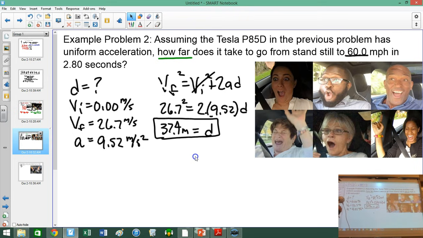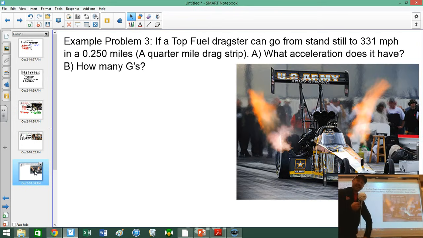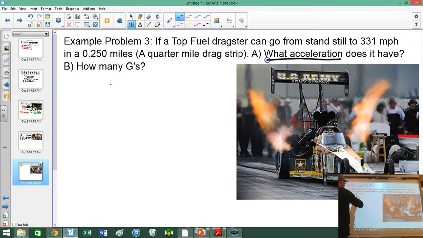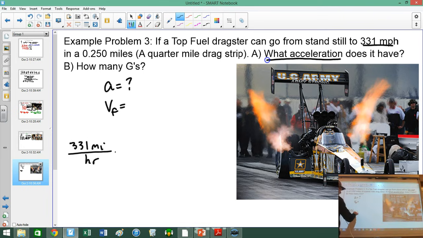And then my last example. Let's compare this to a top fuel dragster. I know from experience when I watch these things, they can get up to 331 miles an hour in a quarter mile. And I know a quarter mile is 400 meters. So here we go. What acceleration does it have? That's what it's looking for. I know the final velocity is 331 miles an hour. That's not very helpful. So I'm going to have to take 331 miles per hour and change hours into seconds, and then change miles into meters.